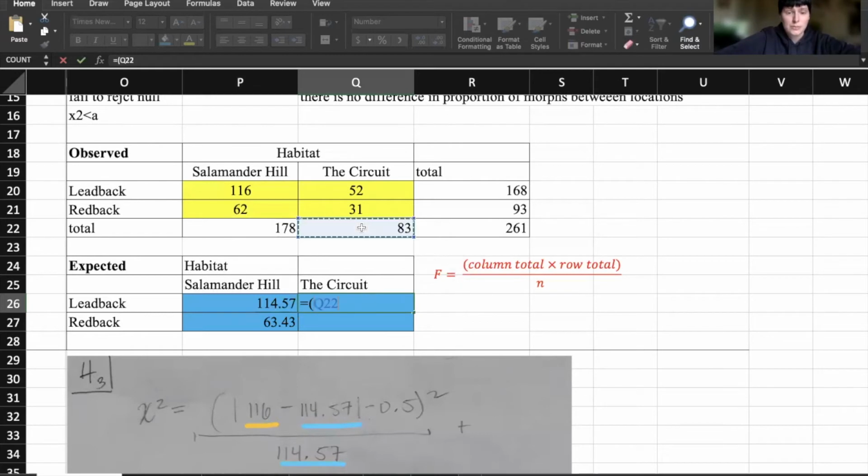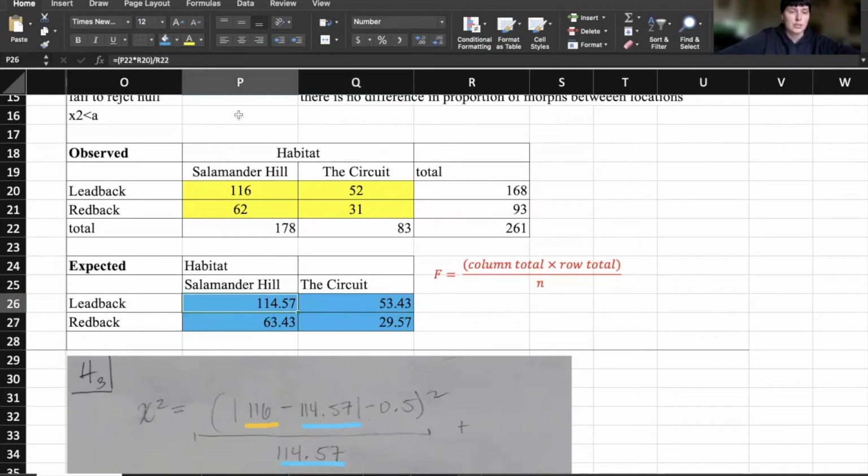The circuit total times leadback total and total population. Okay. I like to leave them at 2 decimal places. So these are your expected values, and here are your observed values.